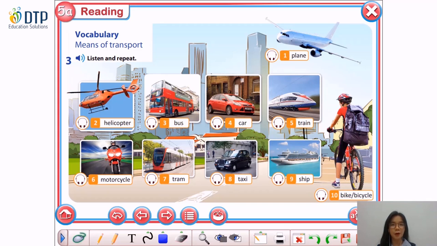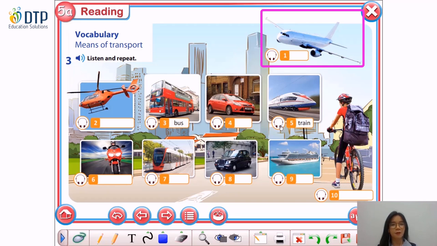Now, I will hide all the text. Can you look at the pictures and tell me the correct means of transport? Let's begin with picture 3. What means of transport is that? Is it bus? Bus, very good. How about picture 5? Could you tell me the answer? Let's check. Train, excellent. Picture 1. What means of transport is that?